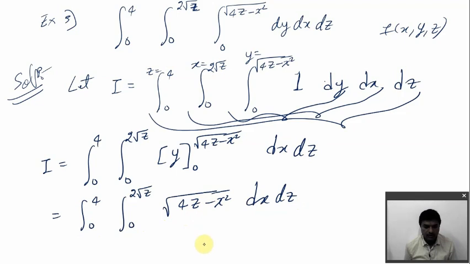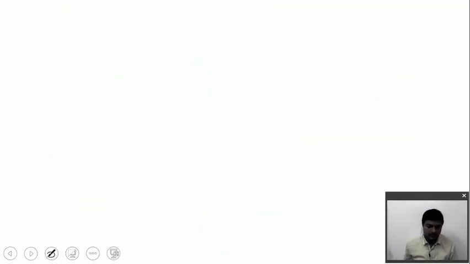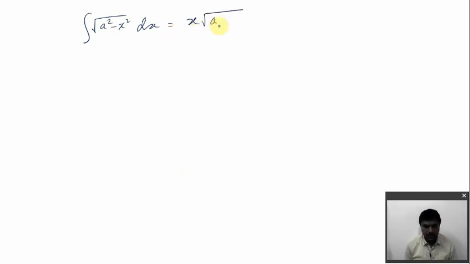So therefore I'm going to take this 4z as a square for our convenience. So please remember the formula, students. Whenever you get the integration of square root of a square minus x square, I have already given the formula previously. So again I'm going to take this: x square root of a square minus x square upon 2, plus a square upon 2 sine inverse x by a.